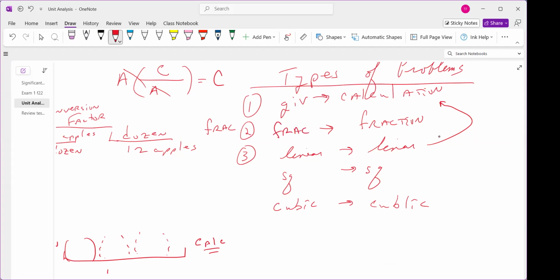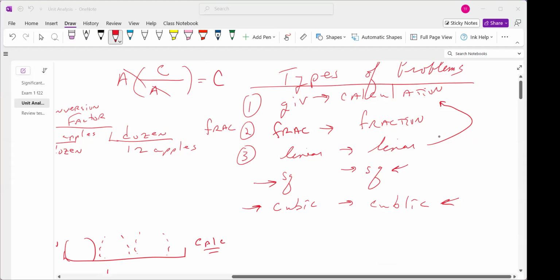So if we have a fraction input, we need a fraction calculated. And it's going to be in the form of a fraction, whether it's a decimal fraction or a non-decimal fraction, it doesn't matter. It's got to be a fraction though. And if the input is squared, then our output has to be squared as well. Same with cubic. If we start with something that's cubic, like cubic centimeters or cubic liters, whatever, cubic to cubic. Linear to linear, square to square. Fraction to fraction.